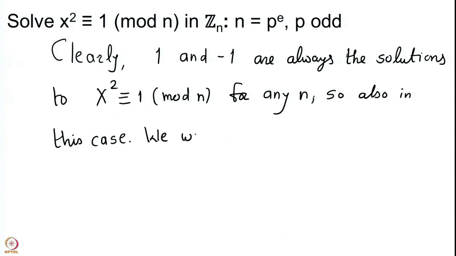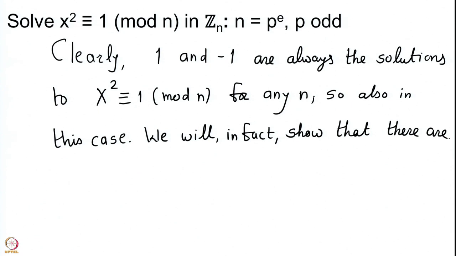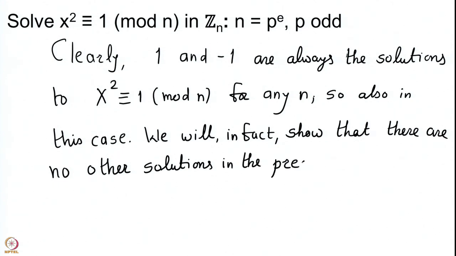We will in fact show that there are no other solutions. In the present case, so when p is an odd prime and we are looking at Z modulo nZ where n is a power of this odd prime, then we will show that x square congruent to 1 mod n has only two solutions, and those are a equal to 1 and a equal to minus 1. So suppose a in natural numbers is a solution, we will then prove that a has to be congruent to 1 mod p or that a has to be congruent to minus 1 mod p. This is what we will show. So start with a solution a.